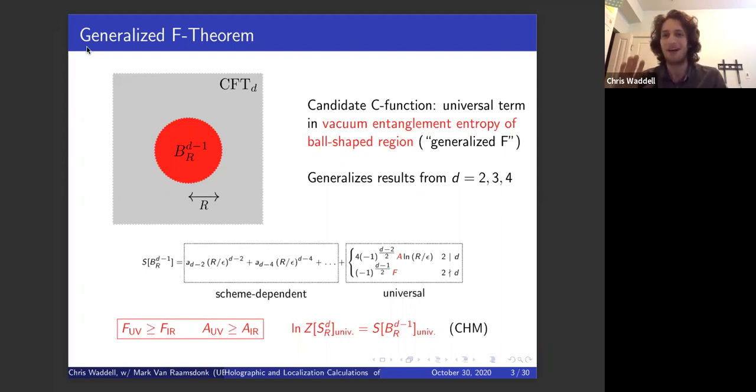One nice fact, which I'll mention now because it is useful later, is that this universal term can alternatively be calculated by considering the partition function for the theory on a sphere and calculating the associated free energy. The universal terms appearing in that expression coincide with the universal term that we are talking about in the entanglement entropy, thanks to a famous relation by Casini-Huerta-Myers.